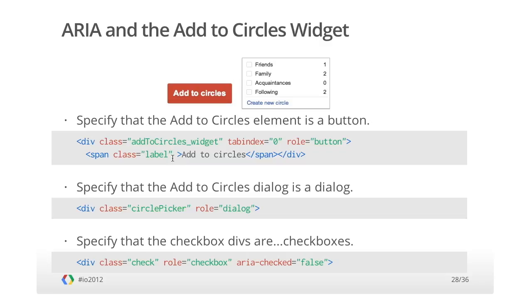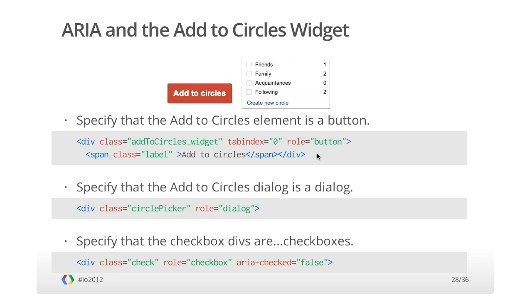So let's go back to the Add to Circles widget. Now we know about ARIA, and we have this pile of divs. So we want to make sure that we add some ARIA to ensure that a screen reader user can understand what the Add to Circles widget is supposed to be doing. So the first thing that we're going to specify is that this element is a button. So we're going to add role equals button to this widget. And you'll notice that we have tabindex equals 0 in there, which is really, really important for ARIA.